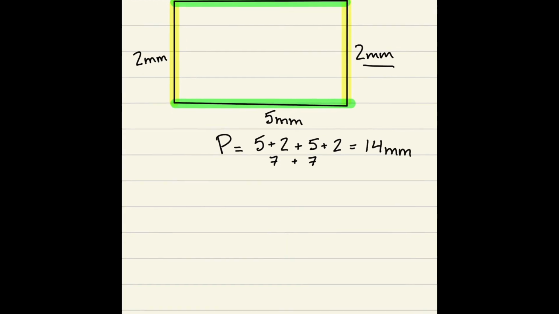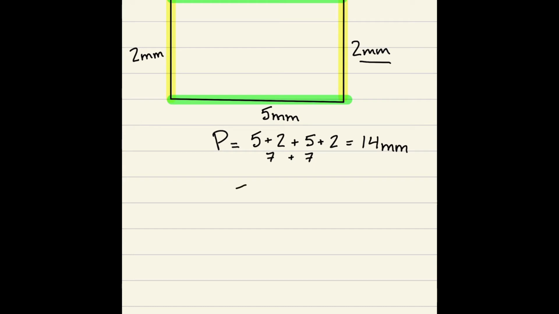We can also use our multiplication again, and we can say that 5 times 2 is equal to 10, and 2 times 2 is equal to 4. We add those together, and we get 14 millimeters. Just to clarify with the multiplication, we're multiplying 5 because we have 5 millimeters times the two sides. So we also have a 2 millimeter side times 2 because we have two 2 millimeter sides.